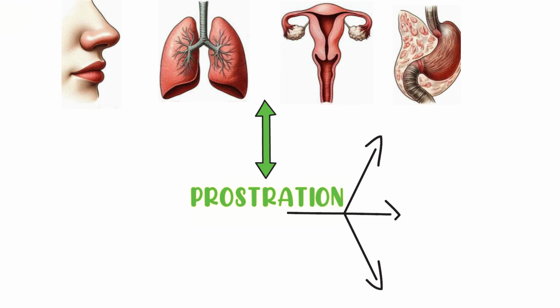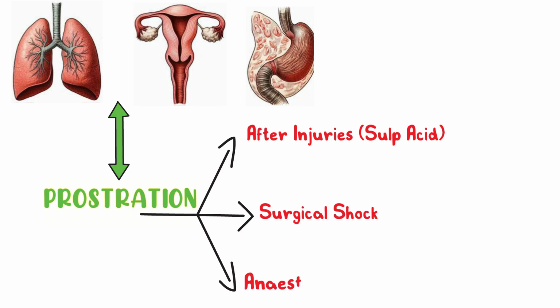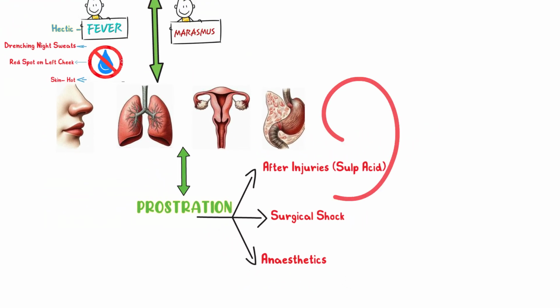And here the prostration occurs because of 3 important ailments, which are after injuries, the other remedy being sulfuric acid, or because of any surgical shock or anesthetic. And obviously after prostration, we can see that the person becomes weak. So remember, marasmus and other wasting diseases can also be seen in acetic acid.